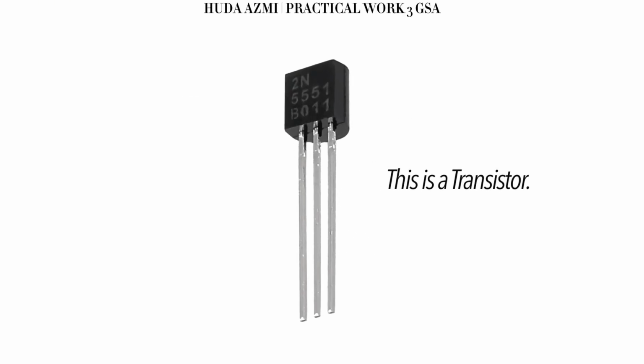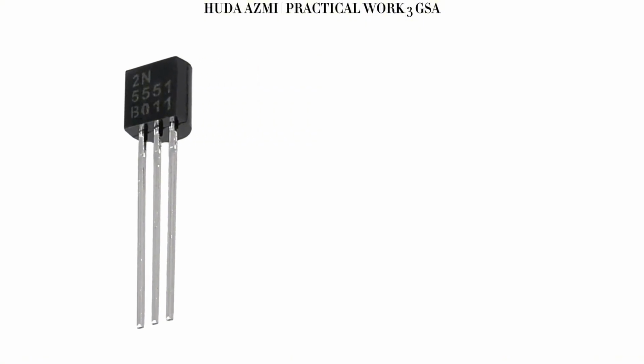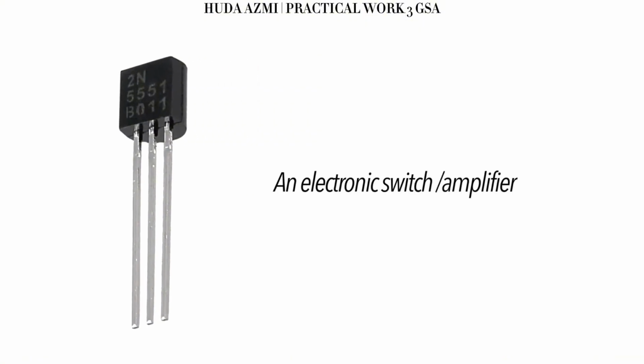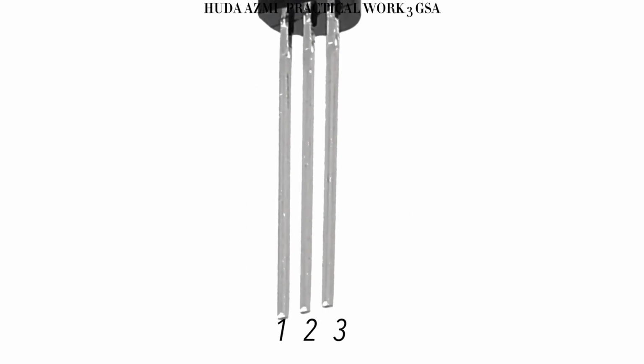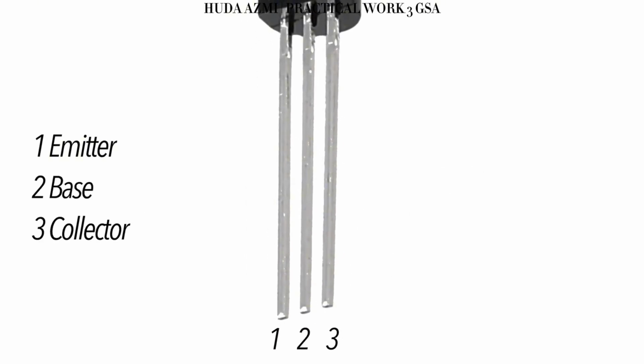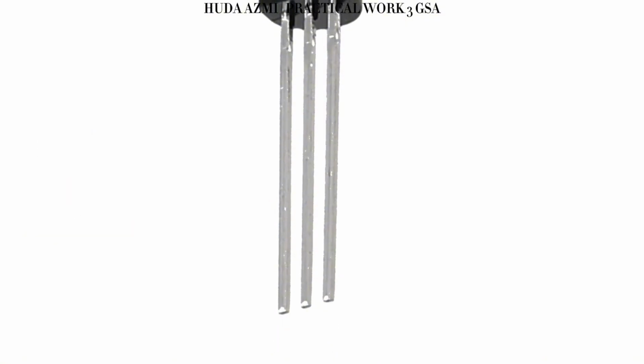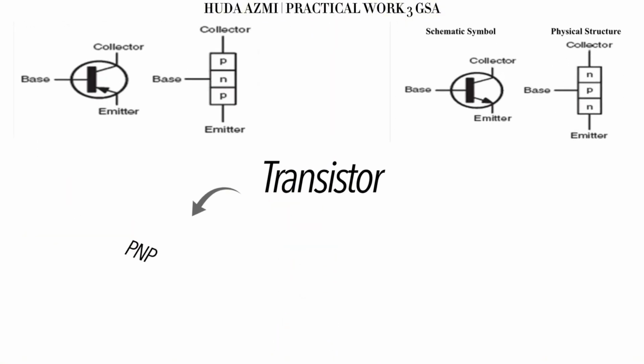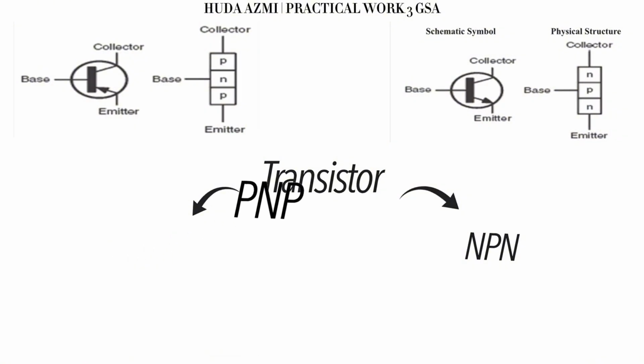This is a transistor. A transistor is a semiconductor device that acts like a switch and amplifier. It consists of 3 parts: emitter, base, and collector. There are 2 types of bipolar junction transistor. One is known as PNP, and the other is known as NPN. Both of these types have the same function, but differ in polarity and current direction.